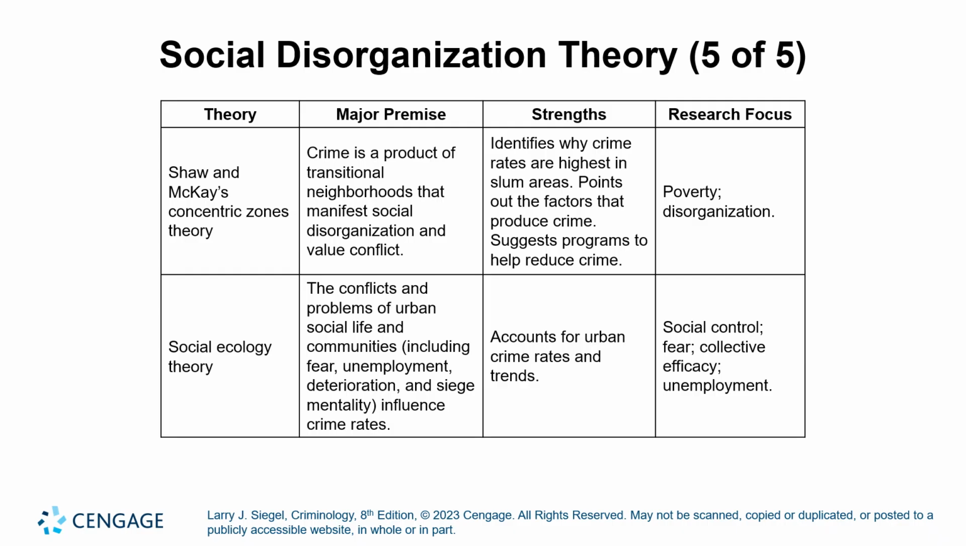Social ecology theory expands this area by focusing on the broader problems of urban life, such as fear, unemployment, deterioration, and siege mentality. This perspective emphasizes how social control and collective efficacy influence crime patterns over time. Together, these theories reinforce the idea that crime is strongly shaped by neighborhood conditions and not individual characteristics alone.